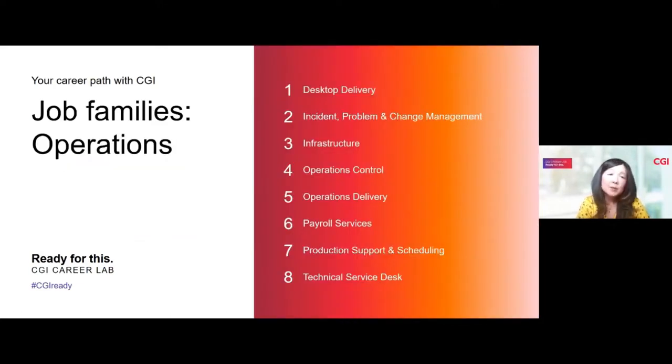To give you one example, one of the job families I want to describe is under the broad category of operations, where there are 8 job families associated with it. They include desktop delivery, incident, problem, and change management, infrastructure, operations control, operations delivery, and so on. That gives you a flavor of how our operations categories work.